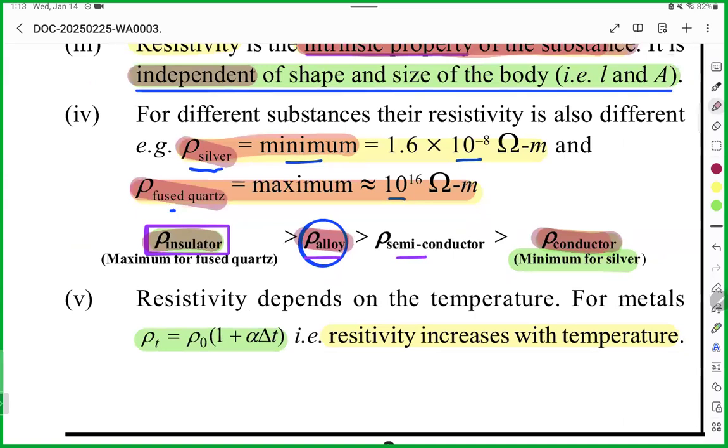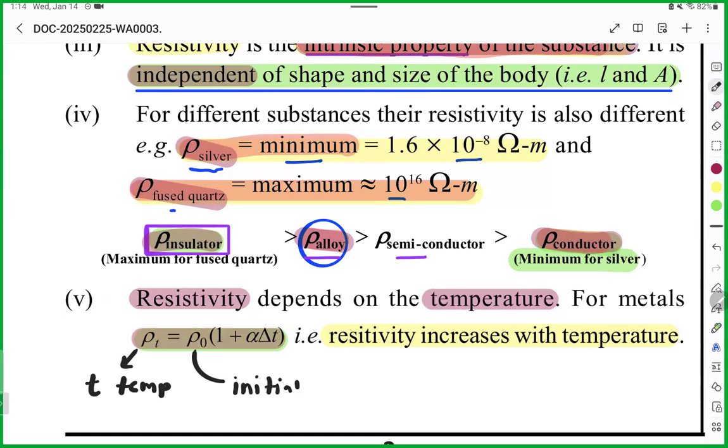If you calculate resistivity, what is the resistivity? It depends upon the temperature, but not on the size or shape. Remember, it depends upon the temperature, but not on the size or shape. So this is the resistivity at T temperature, and this is the resistivity in the initial value.